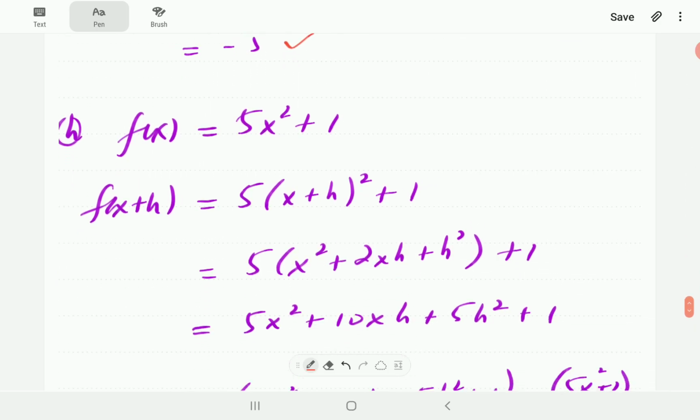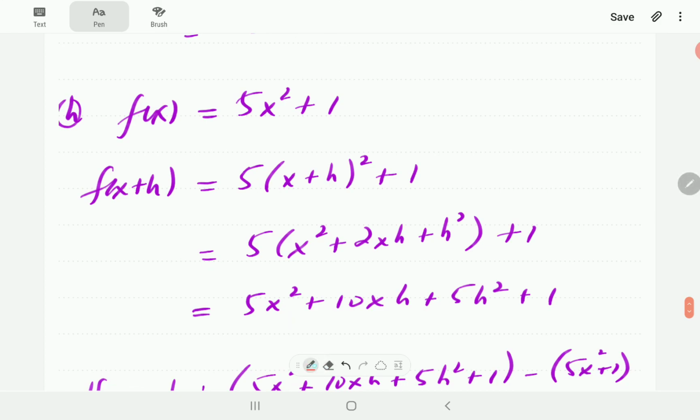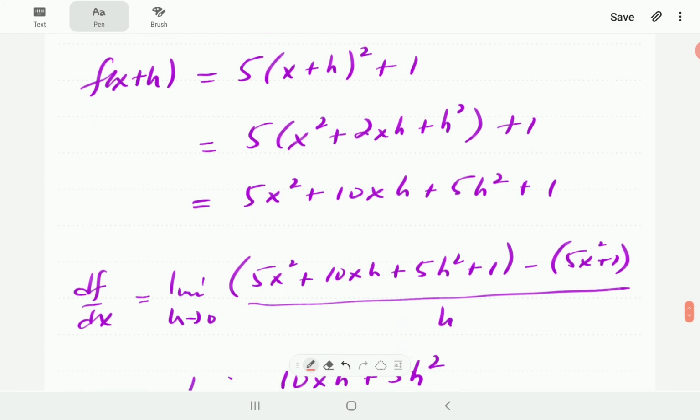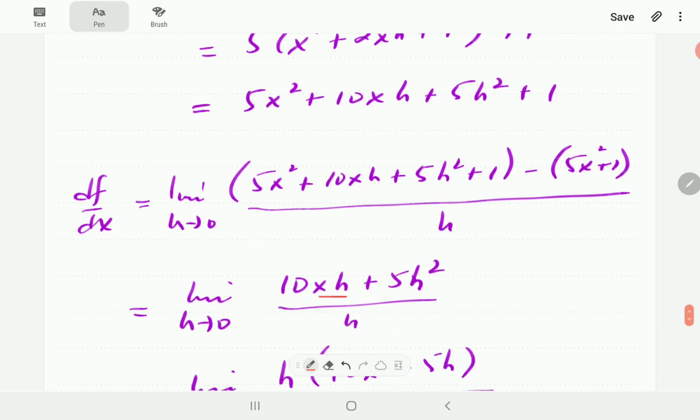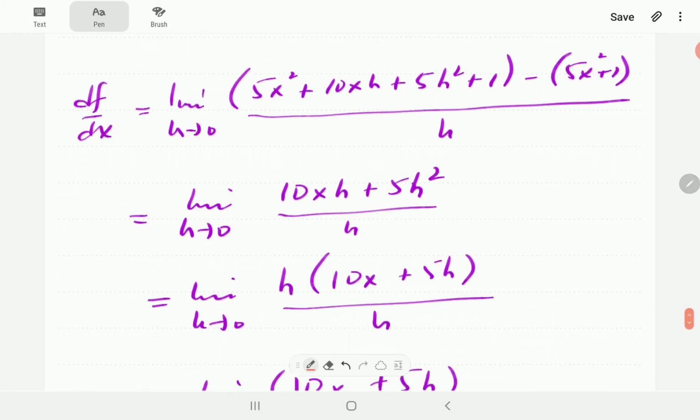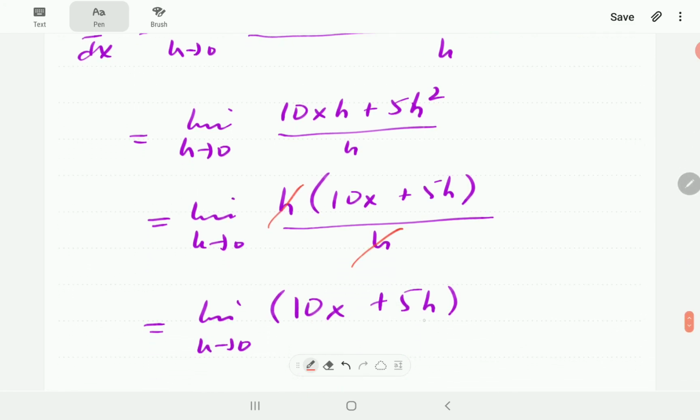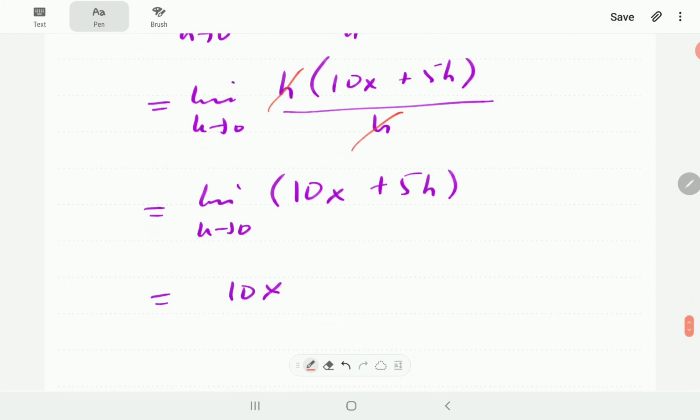This time again we've got a quadratic, 5x squared plus 1. So if we work out f of x plus h, it works out to 5x squared plus 10xh plus 5h squared plus 1. If I plug this into the limit definition and simplify, the numerator works out to 10xh plus 5h squared with a common factor of h, which we factorize. Then we can cancel out h, so we've got 10x plus 5h, and then we can plug in h equals 0, so the derivative is 10x.